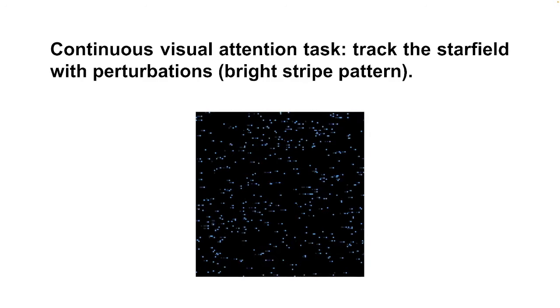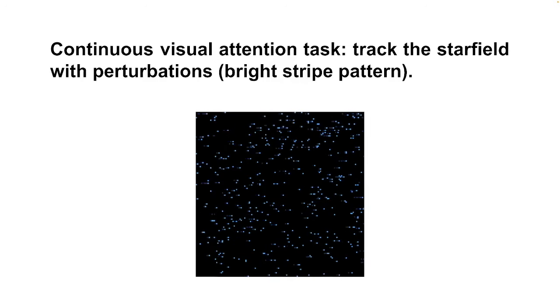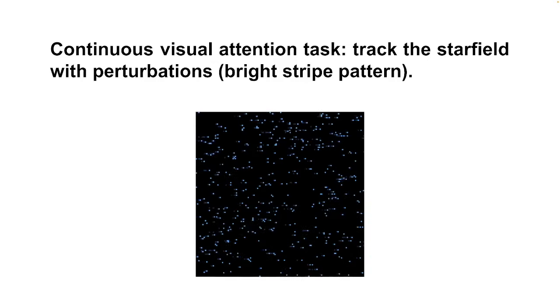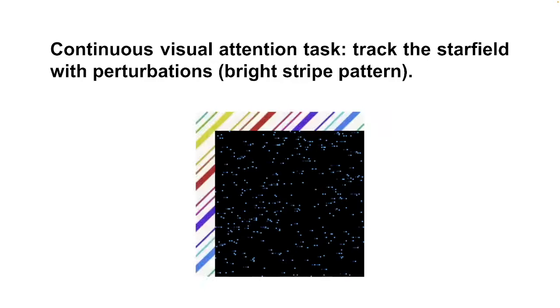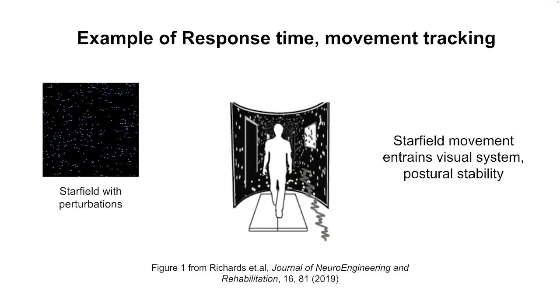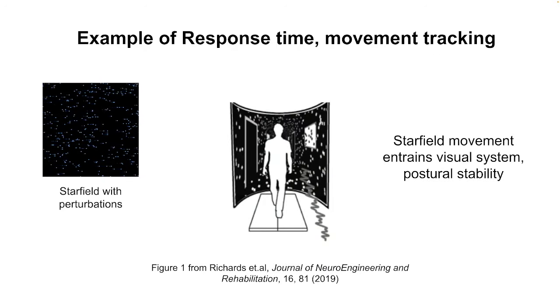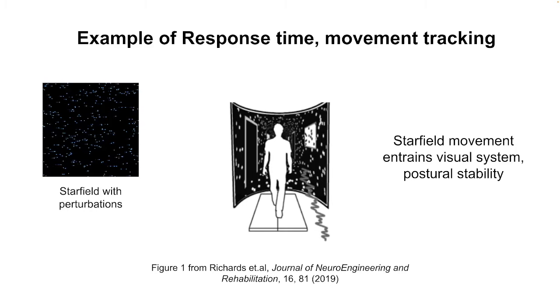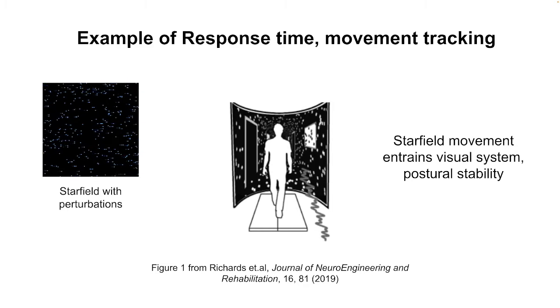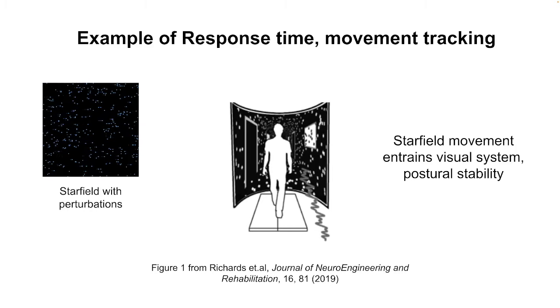So this is an example from a continuous visual attention task. This task asks the person to track the star field with perturbation. So you have the star field moving, you have perturbations, which are these bright stripes, and you can have someone sit on a treadmill and look towards this pattern and be perturbed with these stripes interspersed in the star field. So the person's tracking the star field, they're disrupted by the stripes.